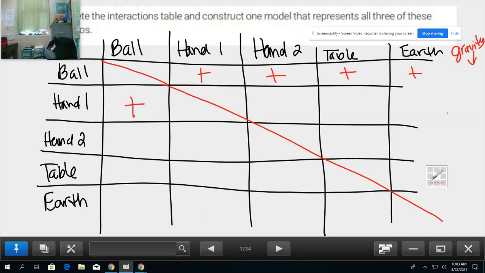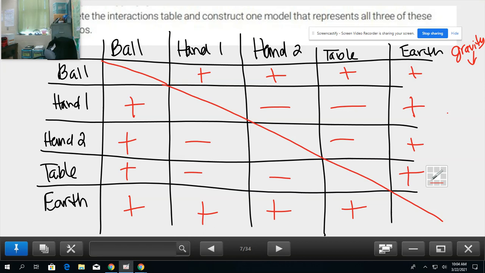Hand one and the ball. Hand one and hand two, are they physically in contact with each other? Are they applying some type of force at a distance? The answer is no. The hand and the table also do not come in contact. The hand and Earth do. Hand two and the ball does not interact with hand one, does not interact with the table. It does interact with Earth. The table and the ball, yes. The table and the hand, no. The table and the Earth, yes. And then Earth pulls on all of these objects because of gravity, or Earth's gravity pulls on all of these objects.